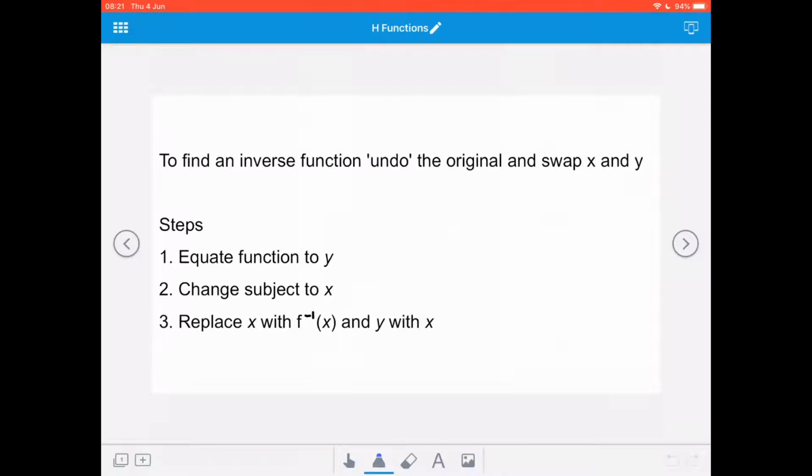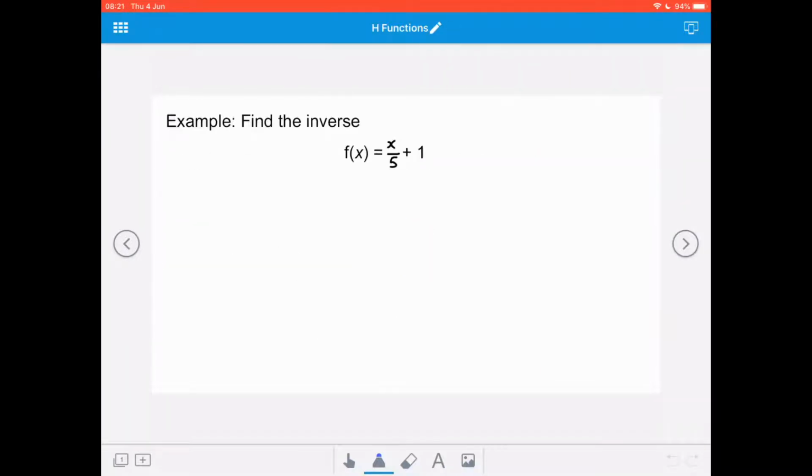So to find an inverse function, we're going to undo the original and swap x and y. So the steps are, we're going to equate the function to y, we're going to change the subject to x, and then we're going to replace x with our inverse function of x, and then the y with an x. So the first example, we're going to find the inverse of f of x equals x over 5 plus 1.